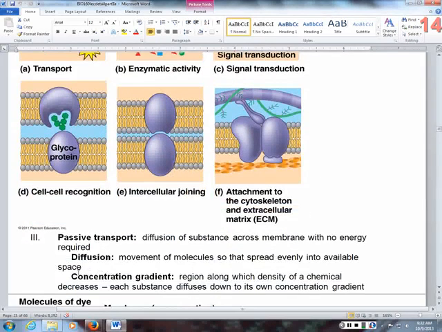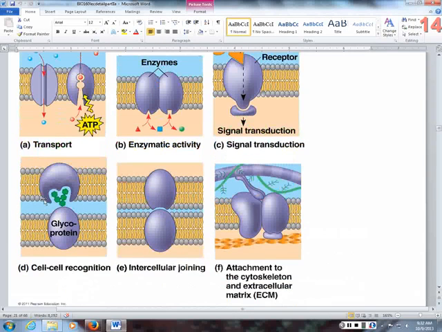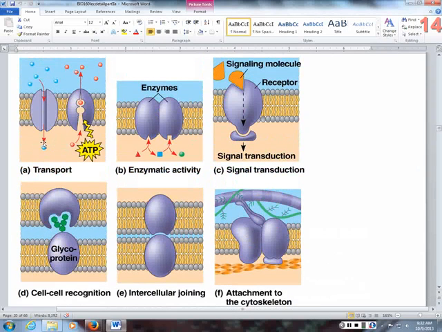And then with this picture here, this is showing some of the ways that things can go across in there. With transport, this one is showing that it's going to use ATP in there to bring something across. This one is showing enzymes coming in, and it's going to change the shape of it, bringing it across, where you have a signal coming in and meeting up and passing the signal along, attaching to the cytoplasm, joining to the neighbor membranes, or making glycoproteins so you can recognize your cells.